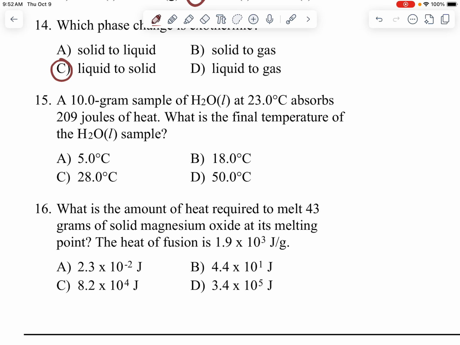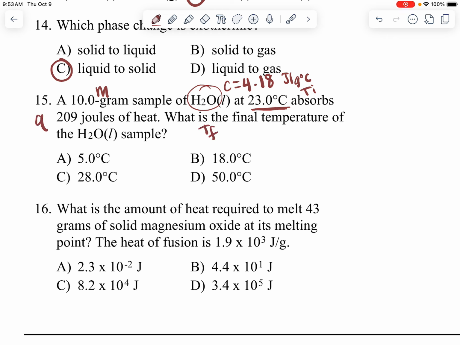Question 15, we have our heat equations coming up. Okay, so we know the mass. We know that it's water, so we're going to circle water. Because what do we know about water? The specific heat is 4.18. It's at 23 Celsius. This is my initial temp. Absorbs 209 joules of heat. That is my Q. What's the TF?